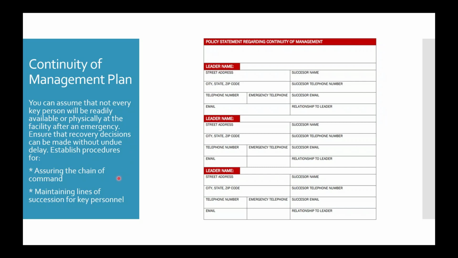So here's some things you can do. Assure a chain of command and maintain lines of succession for key personnel. This worksheet helps you do that. You have a policy statement about continuity management. The policy statement could be as simple as, Vertex Consulting's policy for continuity management is that continuity decisions are going to be made by Don Gulling. If he's unavailable, the second in command is Paul Violet. If Paul's unavailable, the next person who will make decisions is Tangerine Winters. And here's all their contact information.